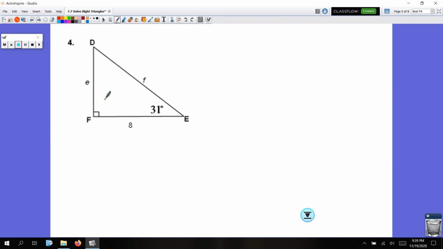All right, so here we have a triangle with two missing sides. We're missing the opposite side of the angle given, and we're missing the hypotenuse. So first thing, you know, you're like, what do you have? You have the adjacent side. 8 is adjacent to 31 degrees, okay? So F is the hypotenuse and E is opposite. So if we write our SOHCAHTOA down, we should know which trig functions I'm going to use to find the missing sides.